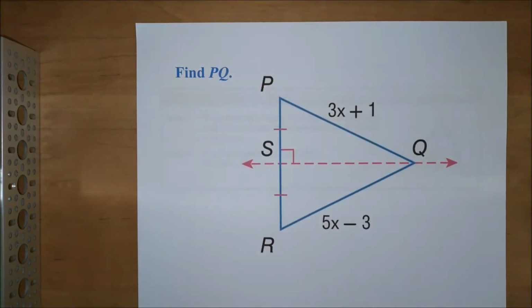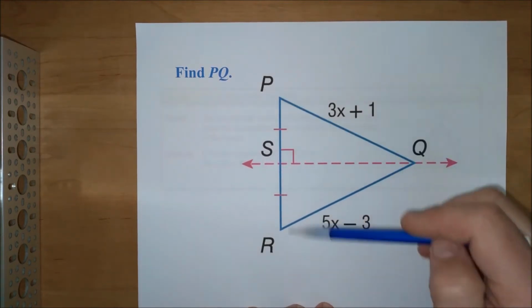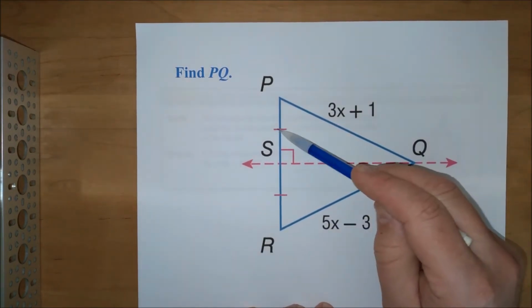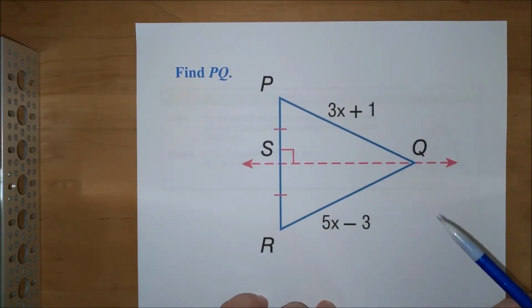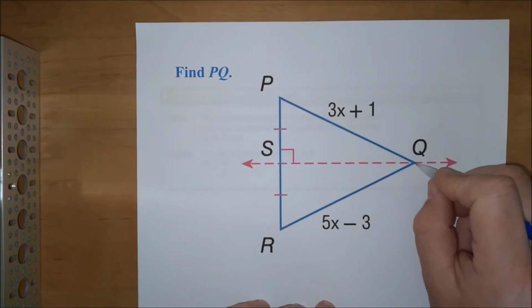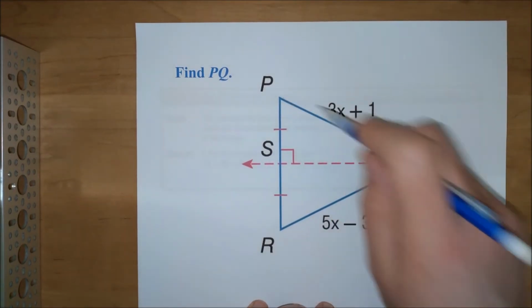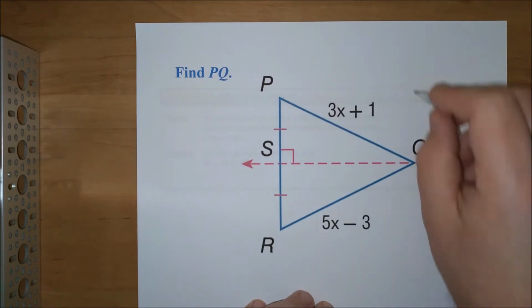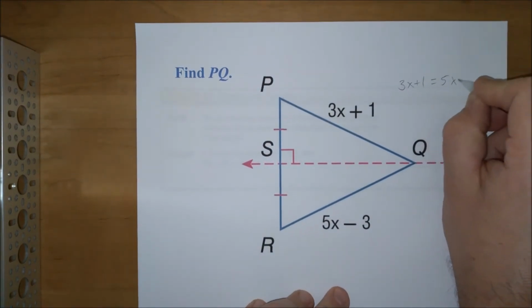All right, here could we find PQ? Okay, so you'll notice that we've got QS, which is perpendicular to segment PR, and it also bisects PR. We can see right there. That means QS must be a perpendicular bisector. Q is a point on the perpendicular bisector, so it must be the same distance from P as it is from R, and therefore 3x plus 1 must equal 5x minus 3.